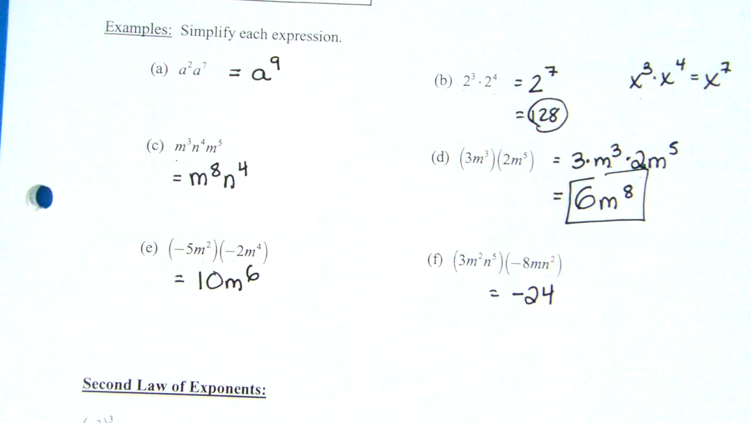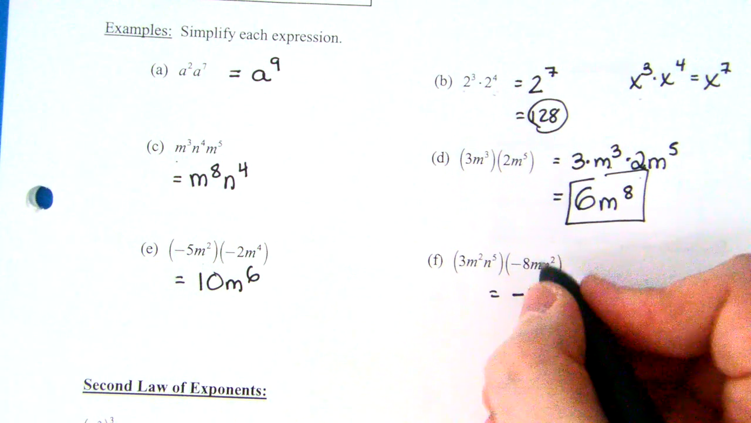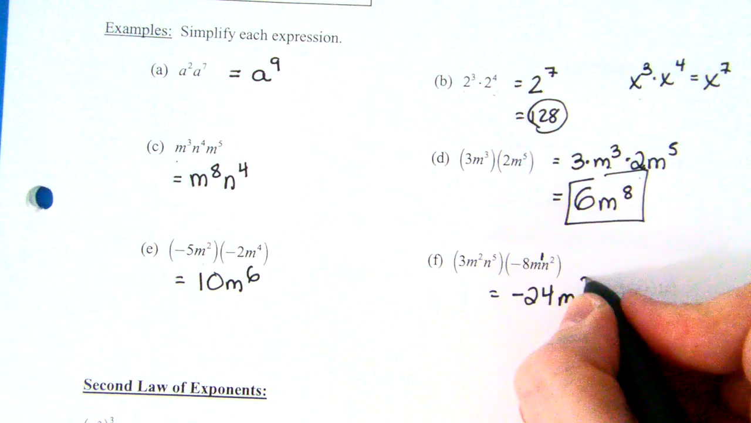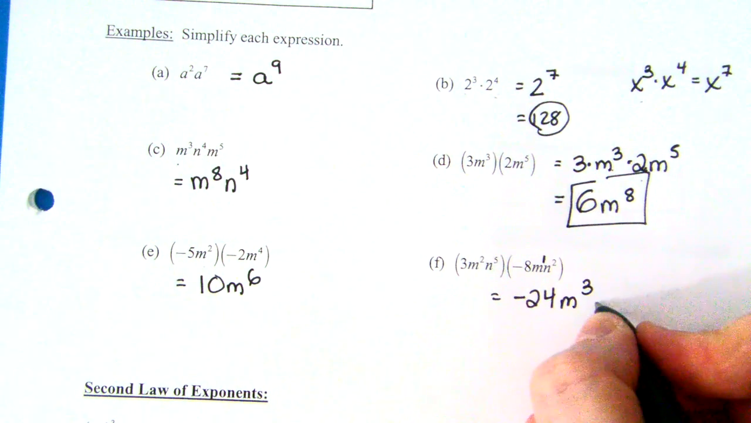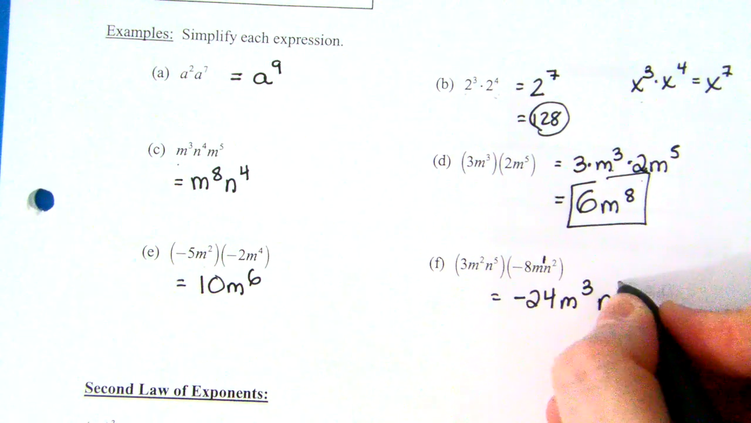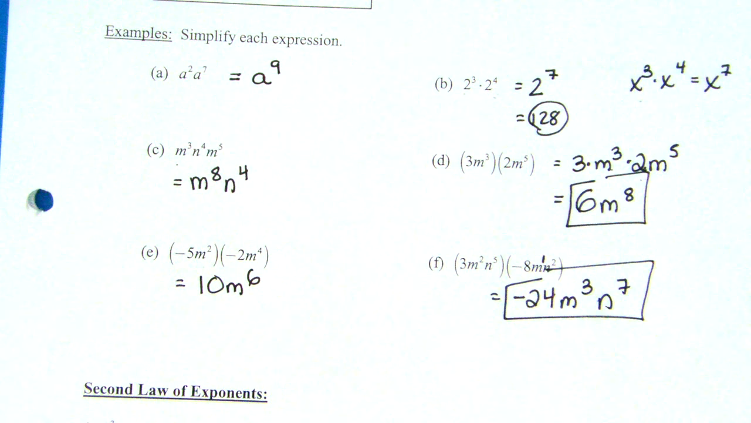You're going to get m raised to what power? I think that's m to the 2 plus, m by itself is just like m to the 1st, so m to the 3rd. And n raised to the what? I think we're going to get n to the 5 plus 2, n to the 7th. Negative 24, m to the 3rd, n to the 7th. That's our first law of exponents. When you multiply variables, you add the powers.